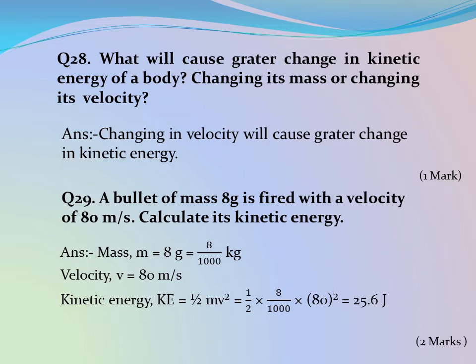Question number 29. A bullet of mass 8 gram is fired with a velocity of 80 meter per second. Calculate its kinetic energy. Answer: mass m equals 8 gram equals 8 by 1000 kilogram. Velocity v equals 80 meter per second. Kinetic energy KE equals half mv squared equals half into 8 by 1000 into 80 the whole squared equals 25.6 joule.